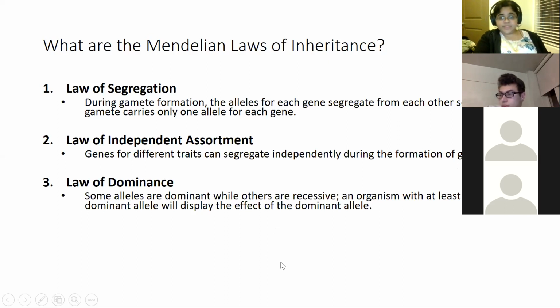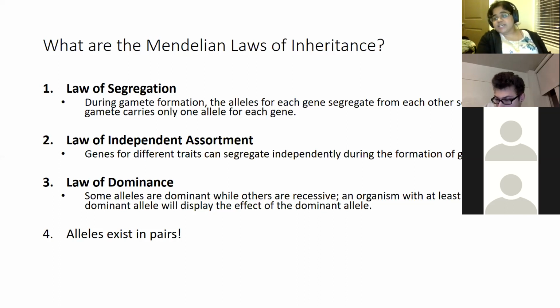Okay. And then obviously we know that alleles exist in pairs because as we know, we have homologous chromosomes, one from the mom, one from the dad. So in that case, you end up with 2 alleles for each gene, okay? Great.